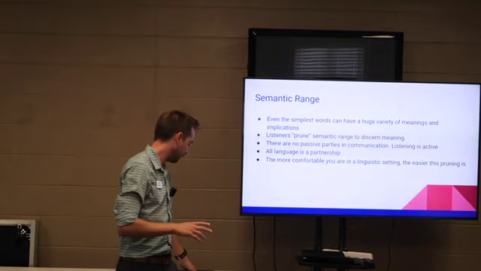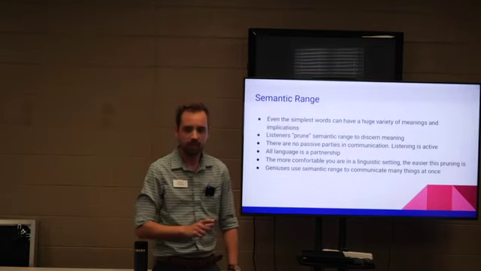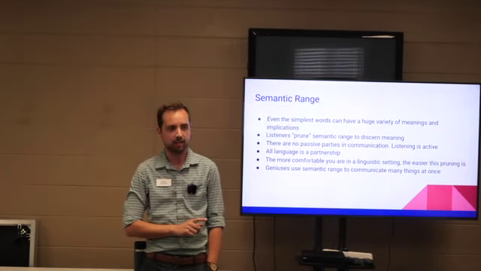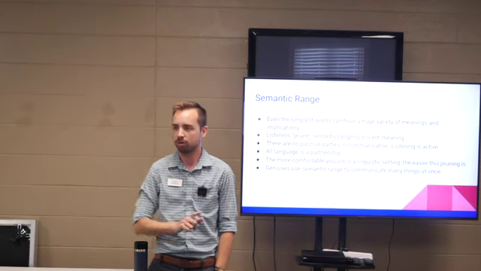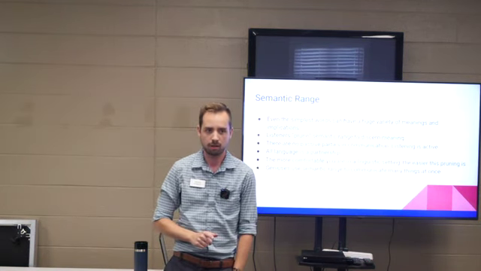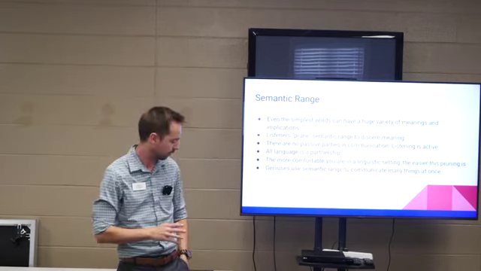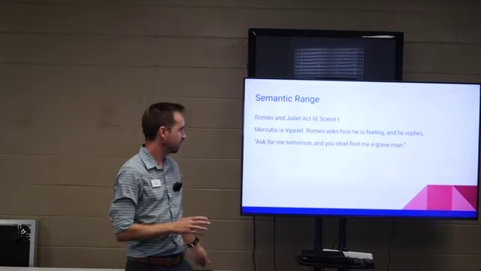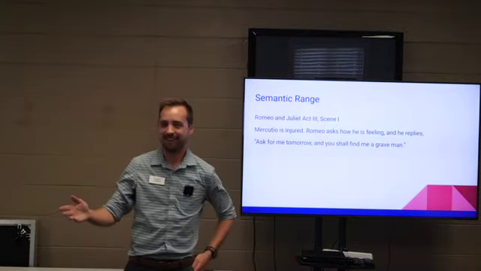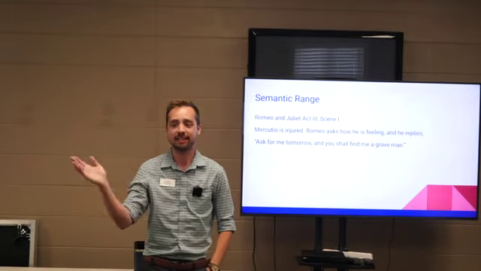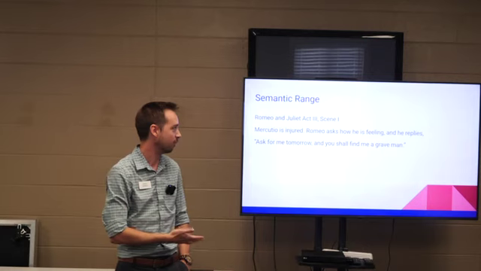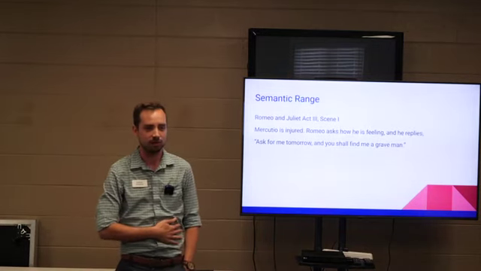Today, the point I want to end on is this. Geniuses are aware of semantic range, and they'll use it on purpose to communicate multiple things at the same time. I'm going to give a few examples of what I'm talking about. Shakespeare, obviously the king of this, right? I could have picked probably any line at random. This is from Romeo and Juliet, Act 3, Scene 1.